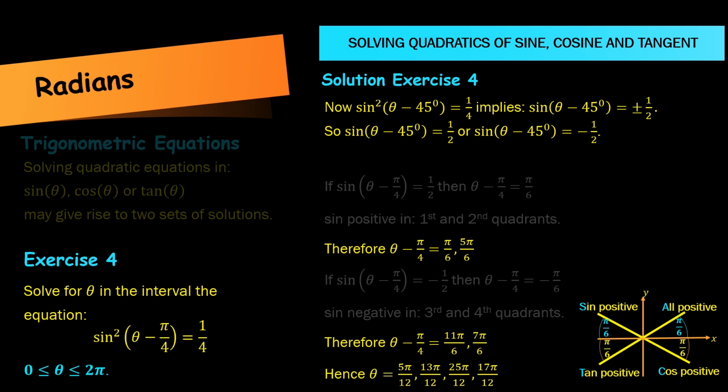Notice that theta must be in the range 0 less than or equal to theta less than or equal to 2 pi. However, out of all these solutions, there is one solution which is not in this range, namely 25 pi by 12, so we exclude this from our set of solutions. So the solutions for theta are those highlighted on your screen in red.